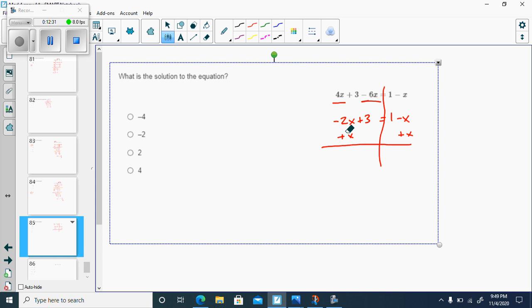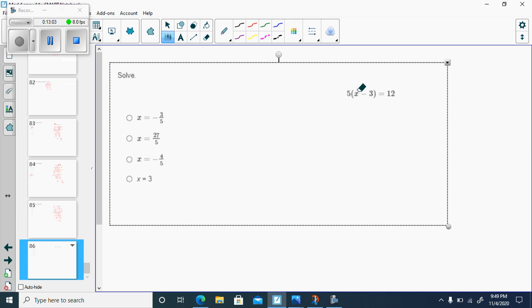Negative 2x plus x, that's a 1x we know, will give me negative 1x plus 3 equals 1. Let's get the numbers on this other side. I'm going to do the opposite of the positive 3. That's a negative 3. So negative 1x would give me negative 2. Let's divide both sides by negative 1, and x would be, negative divided by negative is a positive. X is 2.